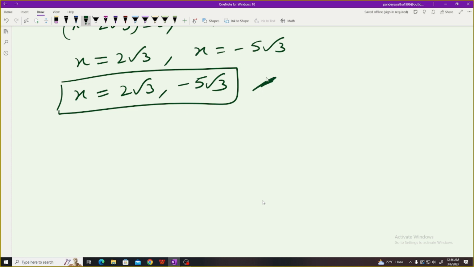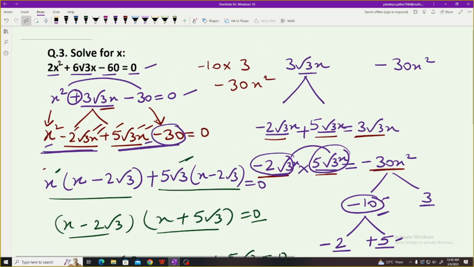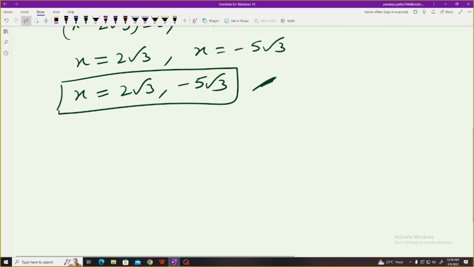This we have solved by using the factorization method. Now we are going to solve the same equation by using the quadratic formula. So I'm noting down the equation which we have brought into simplest form: x square plus 3 root 3x minus 30 equal to 0.